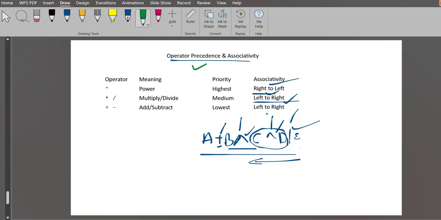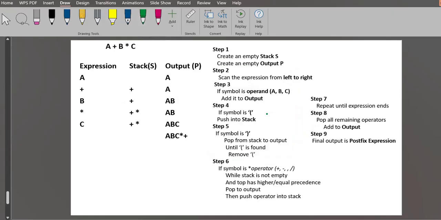Okay, now let's check out how we can solve some questions according to the algorithm. So what does the algorithm say? Let's try to understand that one first.